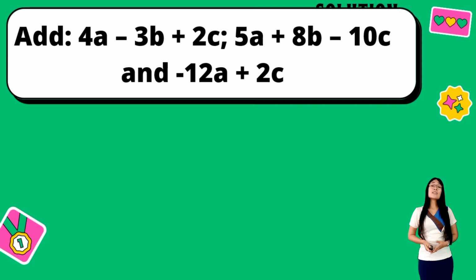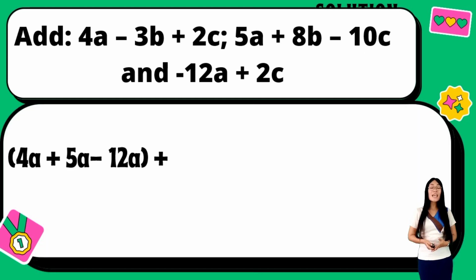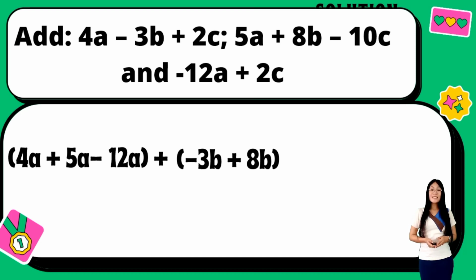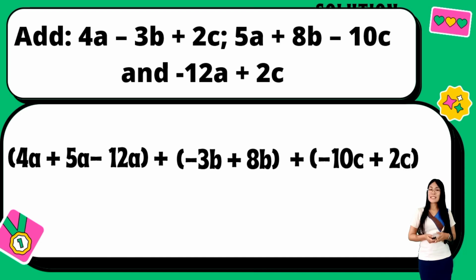So the answer is we are going to combine or group the similar terms. So what do you think are the similar terms of these polynomials? That's correct. It is 4a plus 5a minus 12a. They are all similar terms. Next, we have negative 3b plus 8b. They are also similar terms, right? Okay. Next, the last one, 2c plus negative 10c plus 2c.